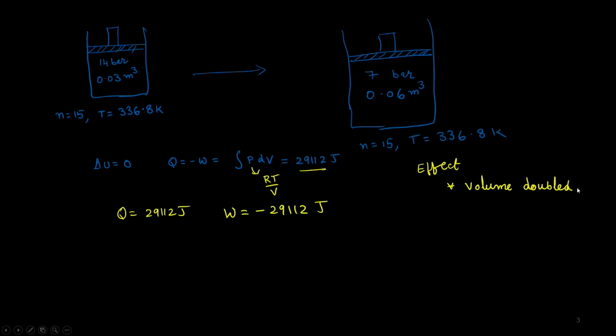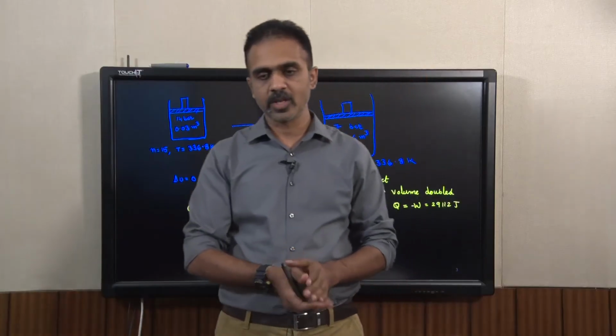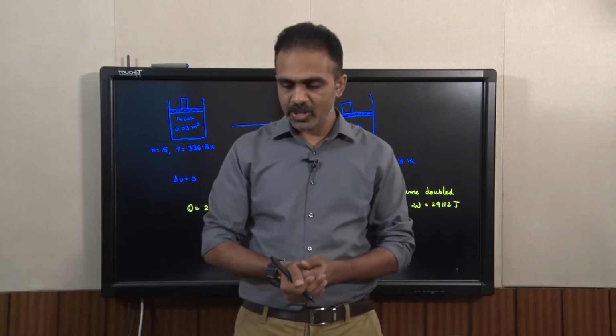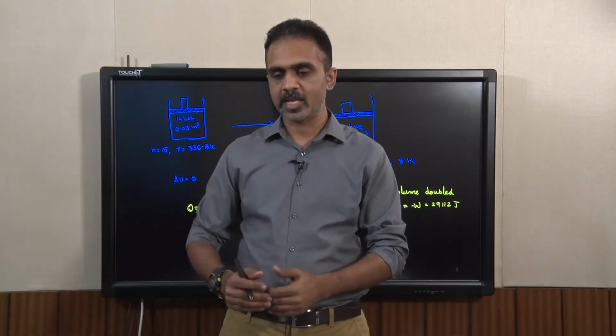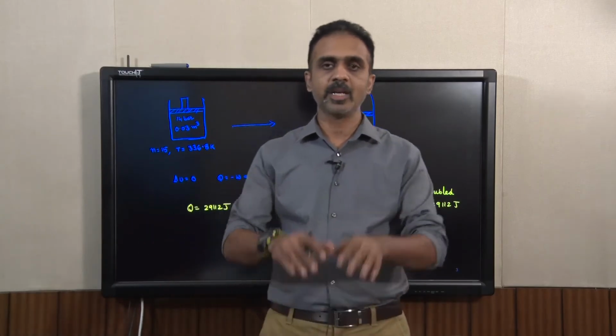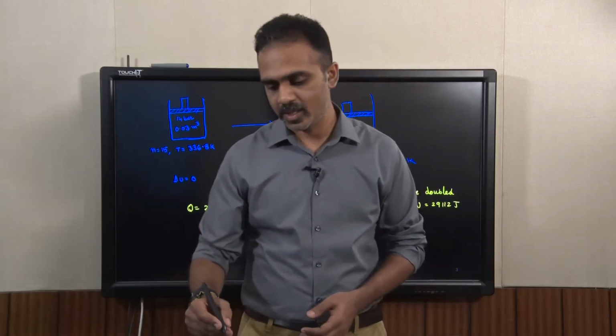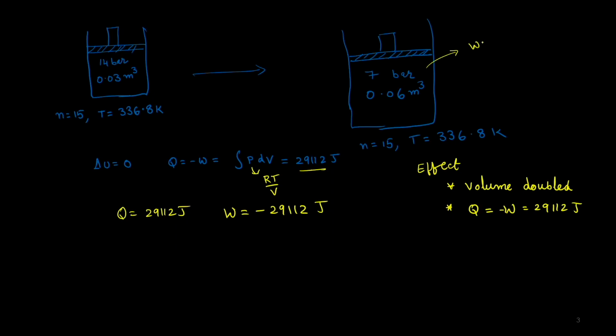the process has doubled the volume of my gas, and it has also produced a work equal to 29,112 joules, which is also same as the heat exchange. So these are the effects of my process on the system as well as the surroundings. We have supplied this much energy from the surroundings to the system. The system has produced so much work, and at the same time, the volume of the fluid inside the system, which we tend to call as the working fluid, has doubled.